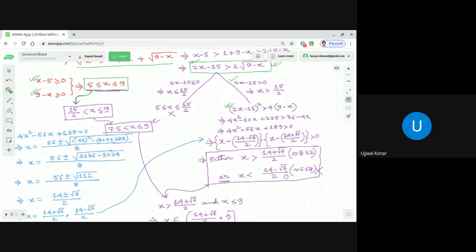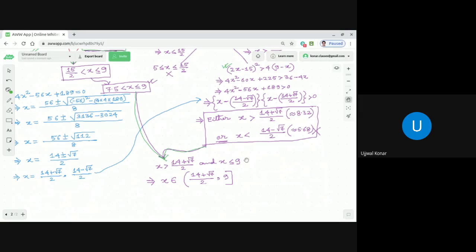Now, what is 14 minus square root of 7 by 2? There you need to find, to two decimal places, the approximate value of this irrational number, 5.68. So x less than 5.68 is not acceptable. Why? Because in our previous set of solutions, we got x should be greater than 7.5. Correct? So when we combine these two sets of solutions, we conclude that x should be greater than (14 plus square root of 7) by 2, and x should be less than or equal to 9. That is the set notation of this in terms of interval. That is an acceptable solution.